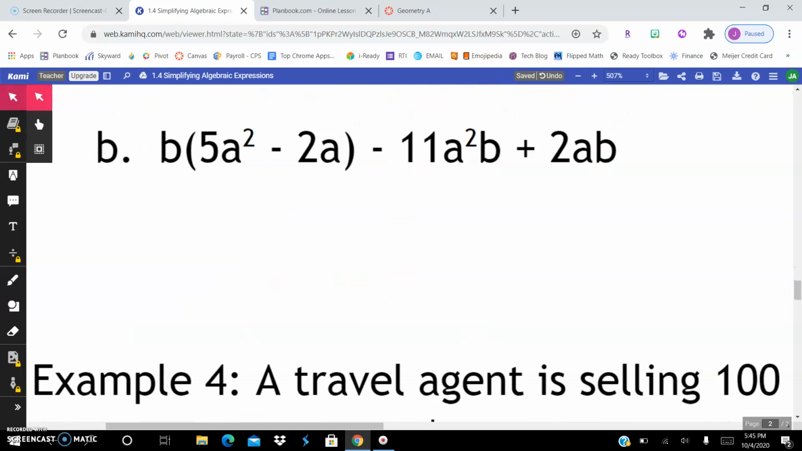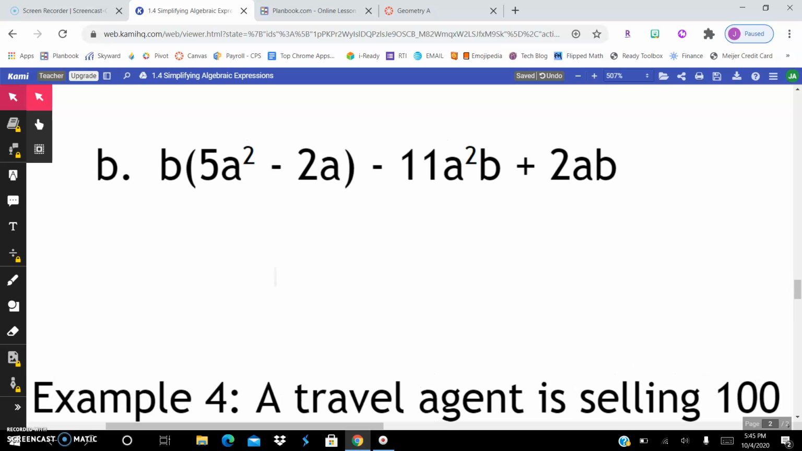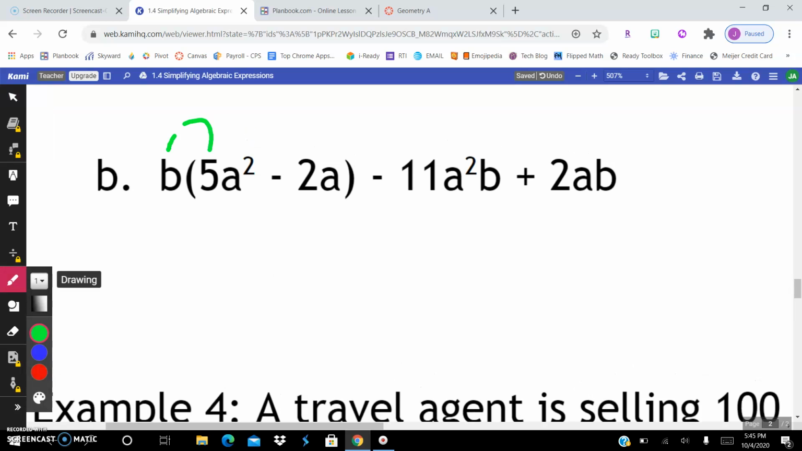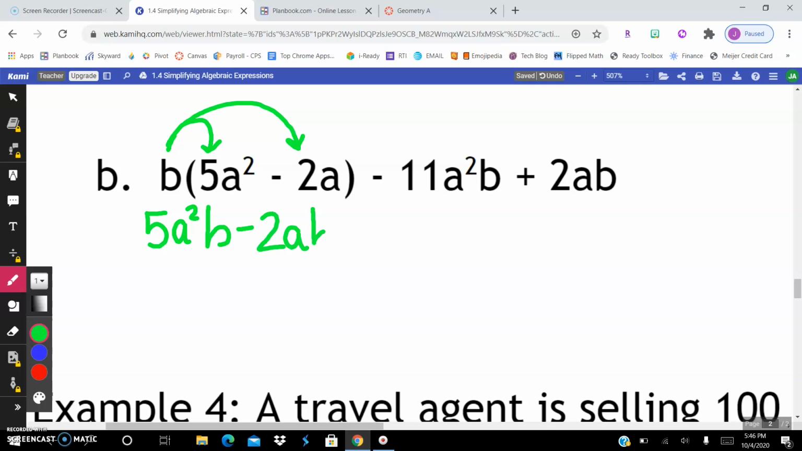Here, for part B, we're going to have to distribute this b. So I'm going to have to do b times 5a squared. So there's nothing to actually multiply. We're just going to add the b on to that 5a squared times b at the end. And then we're going to multiply that b by the -2a, and the same thing there. There's nothing to multiply a b by, so we just add it on. So 2ab. And then we have minus 11a squared b plus 2ab.